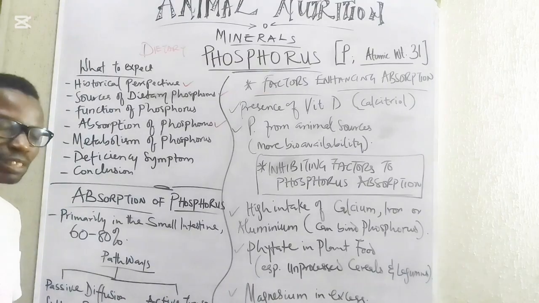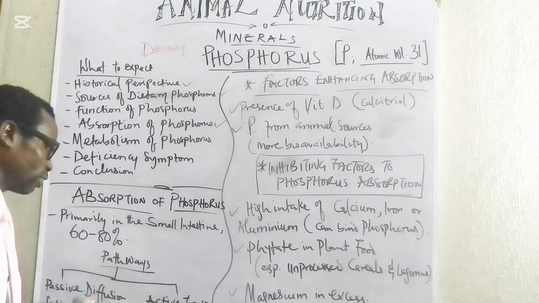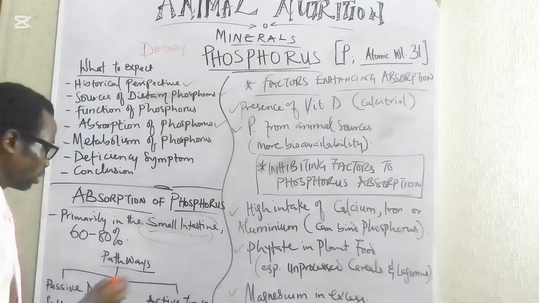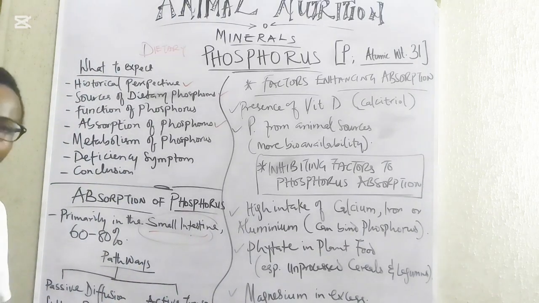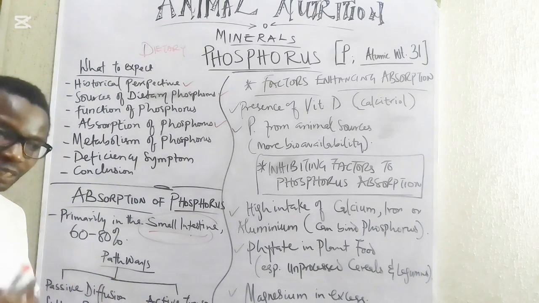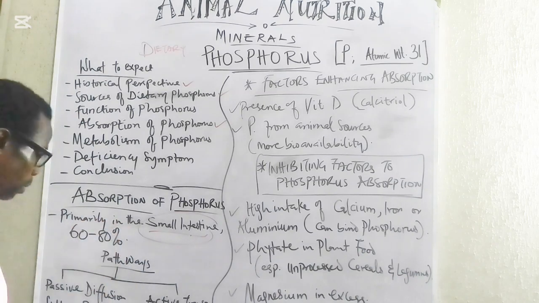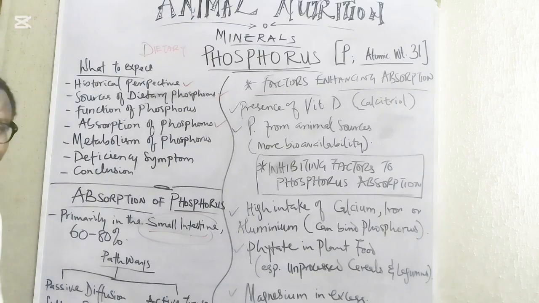60 to 80% of absorption of phosphorus occurs largely in the small intestine. The small intestine is the actual site. Now, there are two pathways it could take. One is the active, the other one is the passive. Of course, when something is active, the involvement is very active. Passive is just not easily noticeable. When it's passive, it's by diffusion from a region of higher concentration to another, just gradually. This is usually when phosphorus is in abundance.